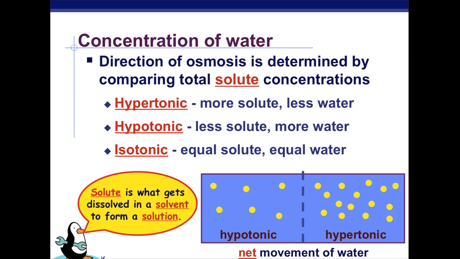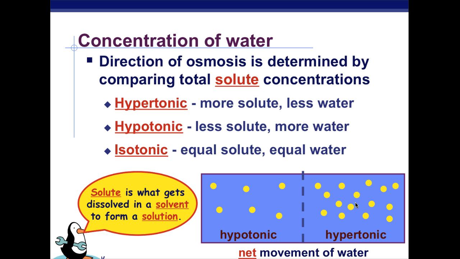So if we take a look at this diagram below, we can see these yellow dots are meant to represent solute that cannot cross this semi-permeable membrane. And we can see that we have way more solute on this side of the membrane than we have on this side. So less solute, we use the term hypotonic, and over here we have more solute in comparison to the other side of the membrane, so we call this side hypertonic.